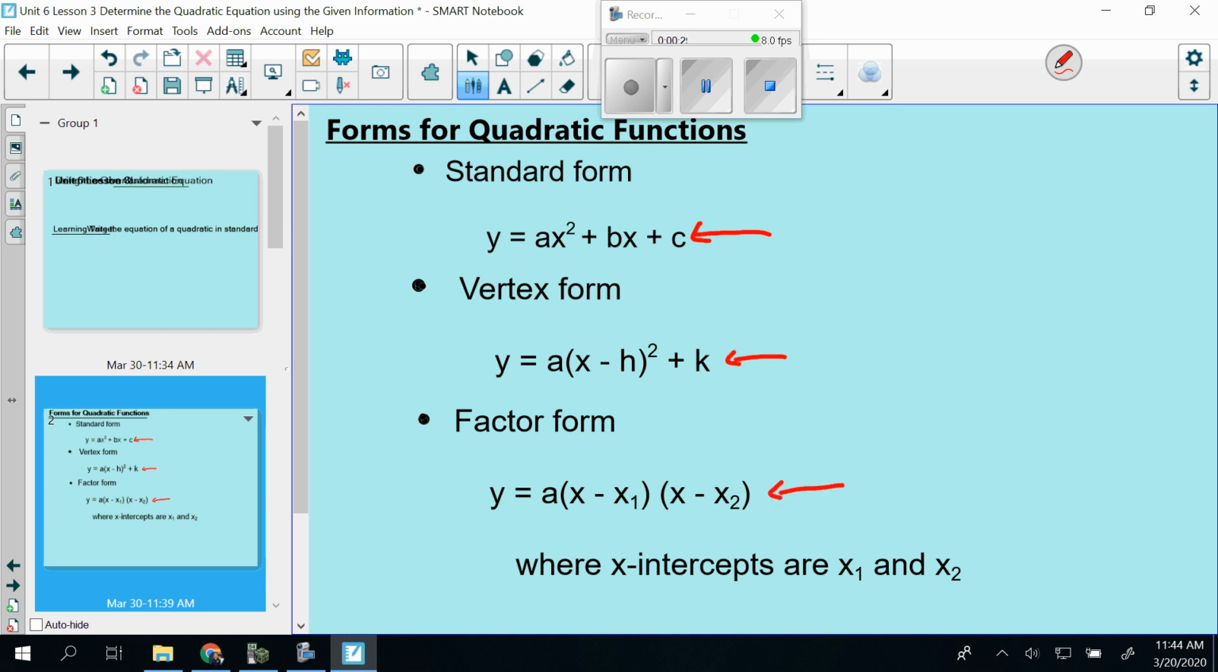Today we're going to look at the factored form, where both of these x1 and x2 would be your x-intercepts of the graph. So if you know about the x-intercepts and you put in this factored form, then you can still find the equation of the parabola if you can figure out what that a is. And that a is the same a that you see in these other equations, telling us which way it's going to open and how wide or narrow this parabola is going to be.